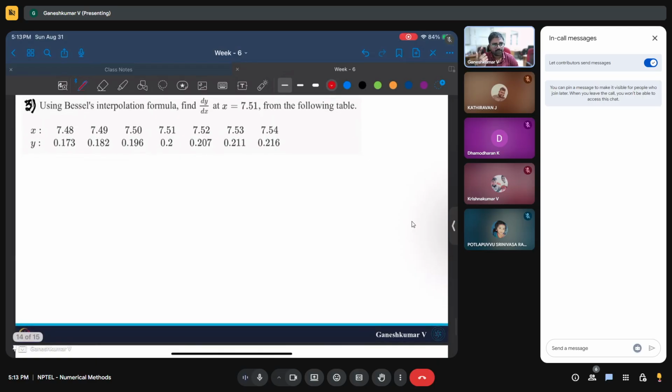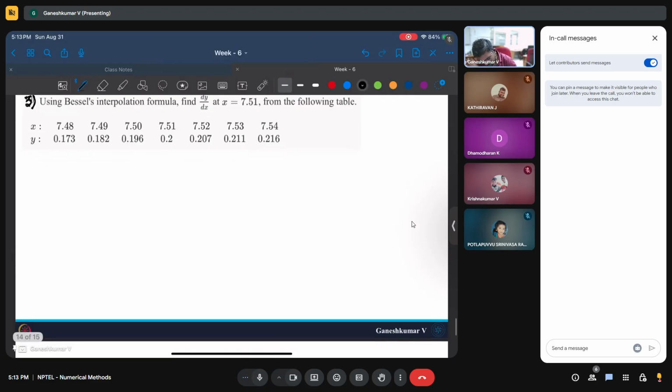So for Bessel interpolation formula, if you remember, again we write the forward difference table, and then we write Bessel's formula in terms of forward differences, and we substitute those values and we get the result, right? So similarly, the first step is to write the forward difference table, which is x: 7.48, 7.49, 7.5, 7.51, 7.52, 7.53, and 7.54.